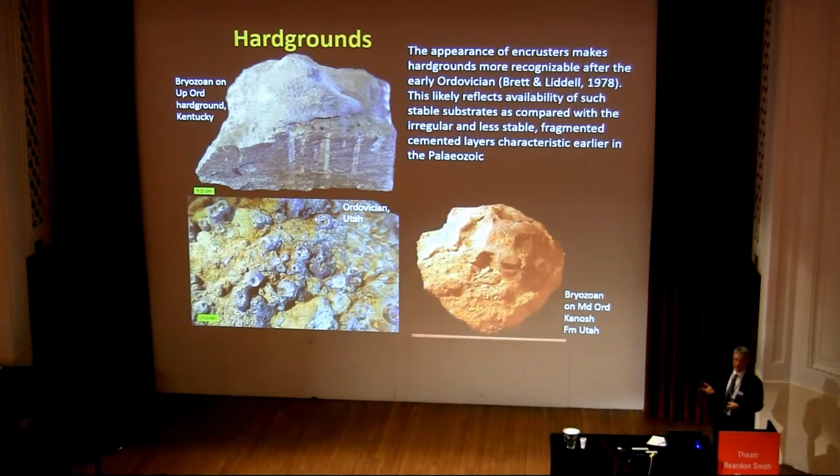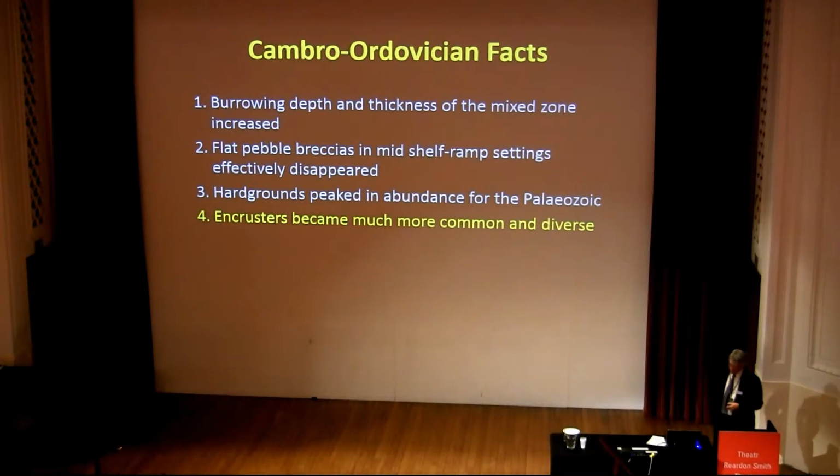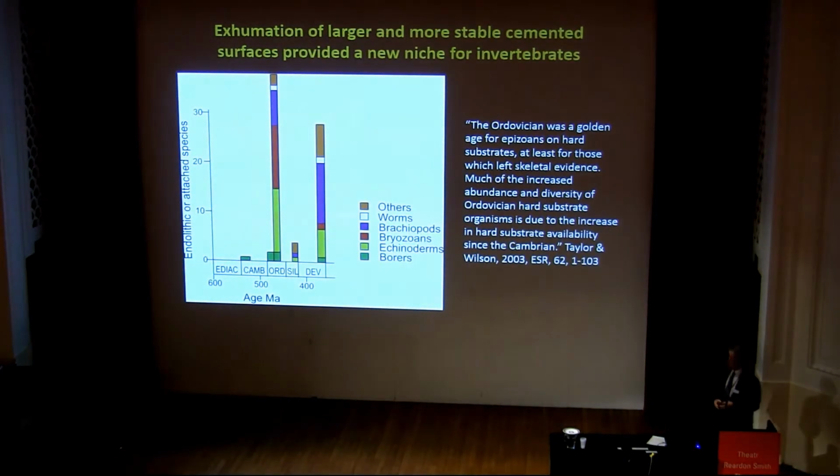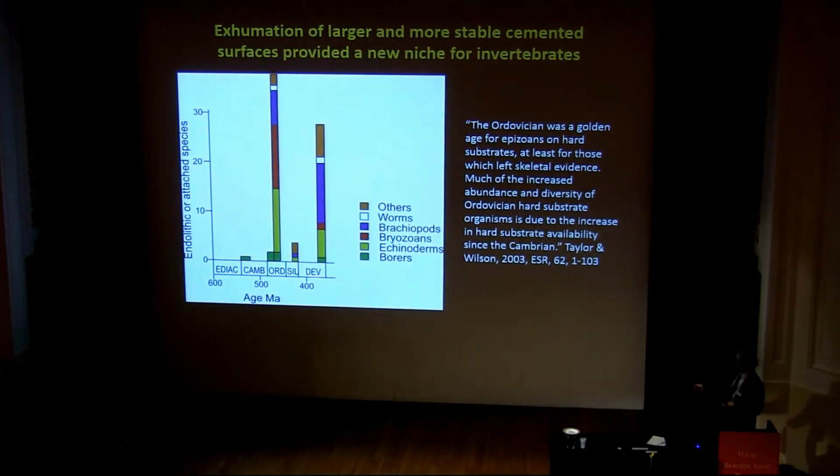Seems to be a great diversification of encrusters at this time, so they're actually easier to see. It's easier to see a hard ground when you can see evidence that something encrusted it. The last fact, encrusters become much more common and diverse through the Ordovician, no more dramatically shown than in this plot here, to show you the peak in abundance that occurred.